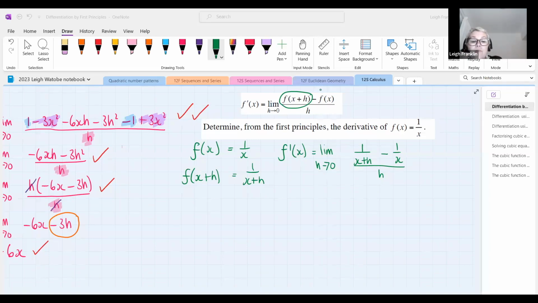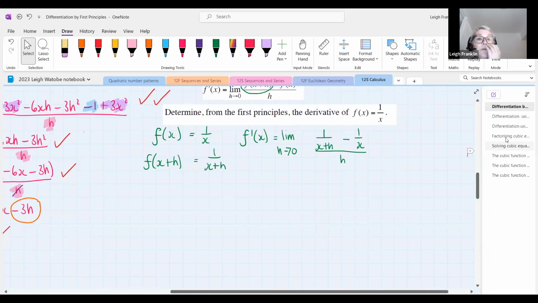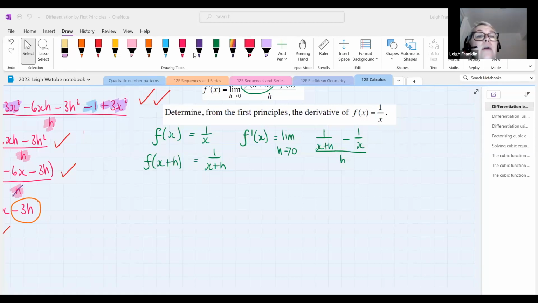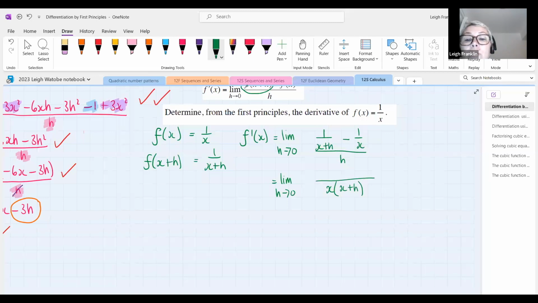How do we subtract fractions? What do we need if we want to subtract fractions? Exactly, we need a lowest common denominator. So now inside all of this formula, we're going to have to work with the lowest common denominator. So we're not allowed to drop our limit notation yet. And now we're going to find an LCD. Our LCD is going to be x times x plus h. That's our lowest common denominator.